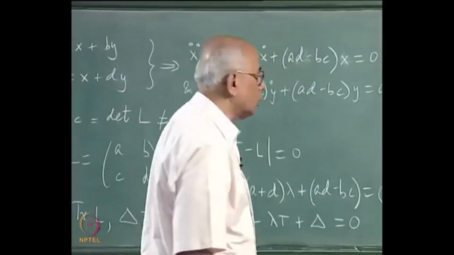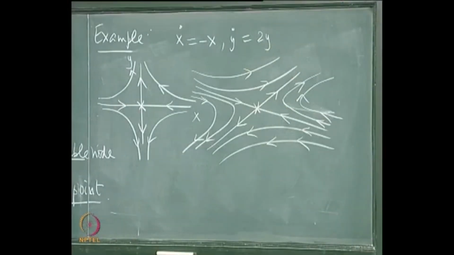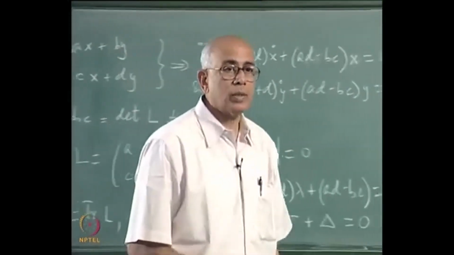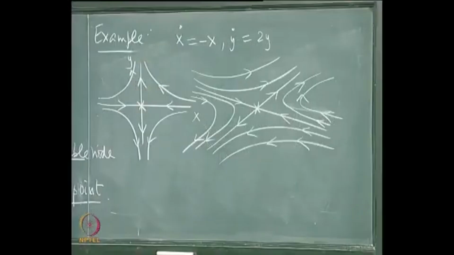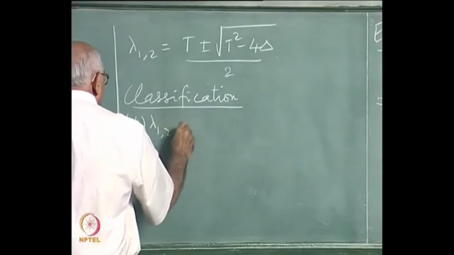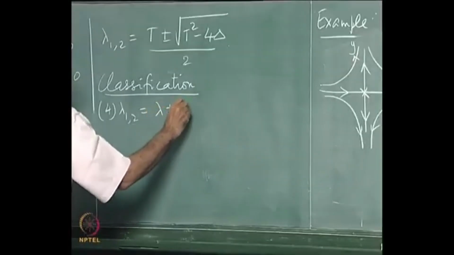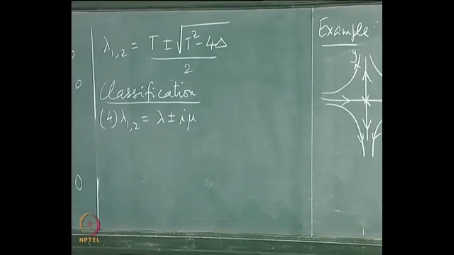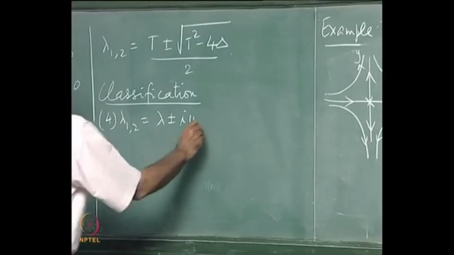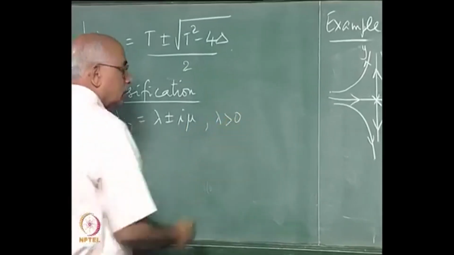We have complex eigenvalues possible, and the first thing we have to recognize is that since these coefficients are real, the complex eigenvalues would be a complex conjugate pair. Therefore, all we have to look at is a situation in which lambda 1, 2 is some lambda plus or minus i mu, where lambda and mu are real numbers and lambda is greater than 0.